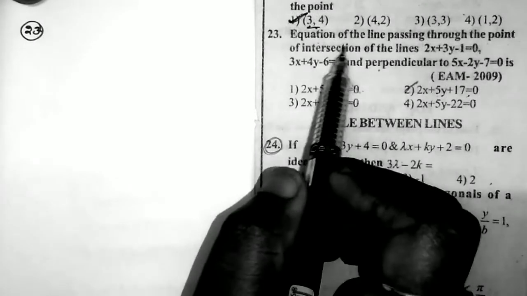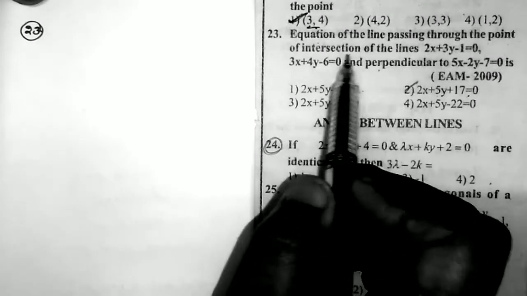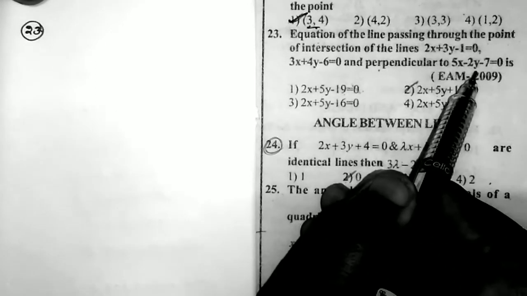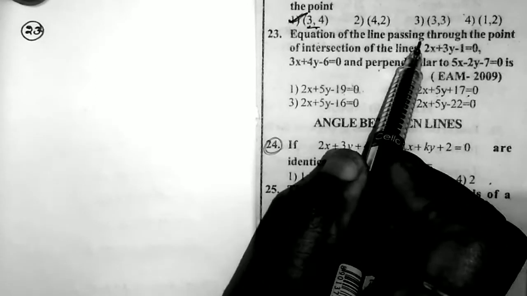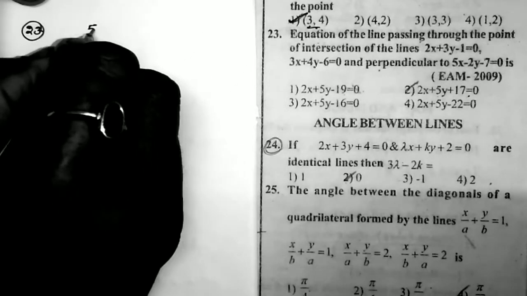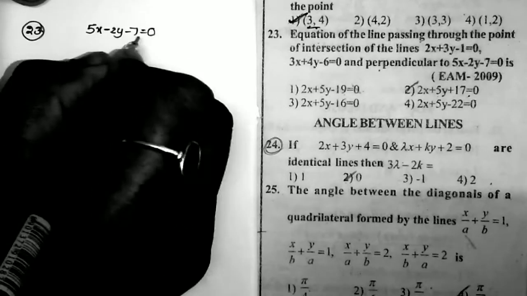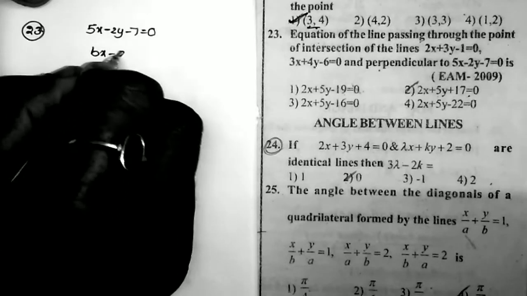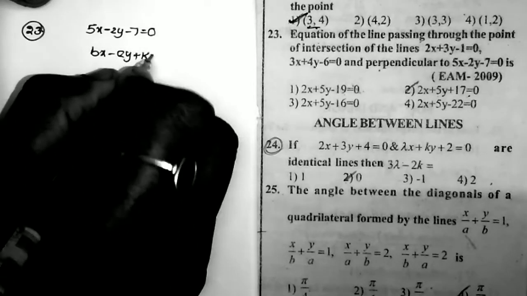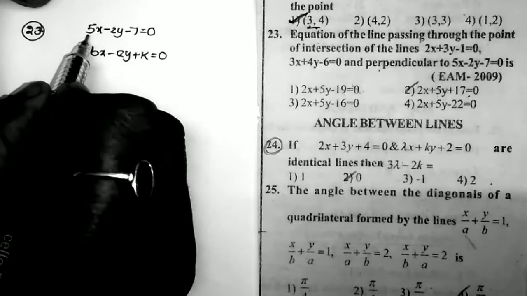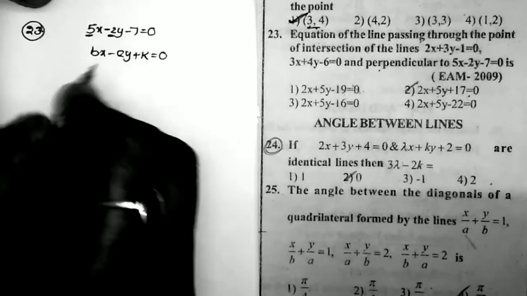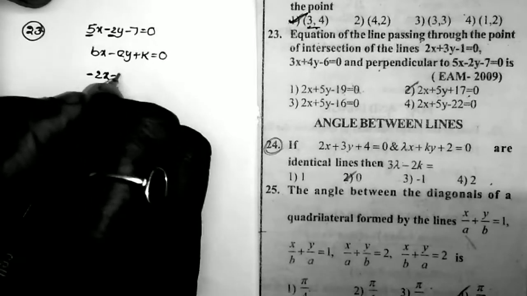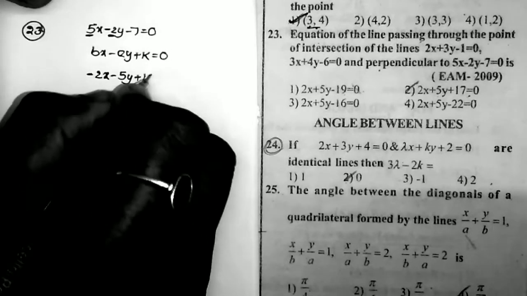Now sum number 23. Equation of the straight line passing through the point of intersection of the lines and perpendicular to the given line. So we want the equation of the line passing through the point of intersection and perpendicular to this one. One line is given: 5x minus 2y minus 7 equal to 0. We want the perpendicular equation of this line. What is the perpendicular equation formula? bx minus ay plus k is equal to 0. Now replacing the values, a is equal to 5, b is equal to minus 2. That is minus 2x minus 5y plus k is equal to 0.